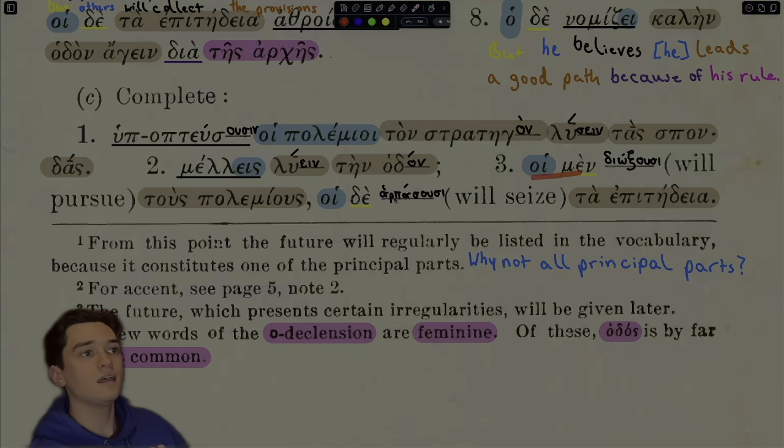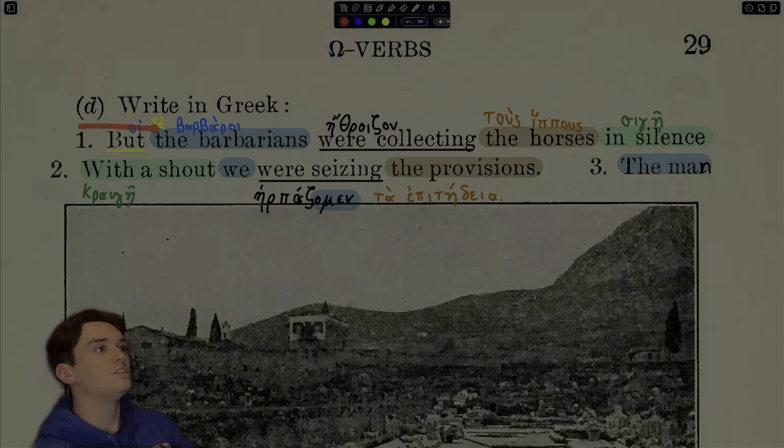Since there's a hoi men and a hoi de, expect both subjects in both clauses to be third person plural. Some, third person plural, future active indicative. Hoi men dioxusi, will pursue. Tous polemius. Hoi de, others, expect another third person plural, future active indicative. Harpadzusi, because it's will seize. Ta epitedeia, the provisions.